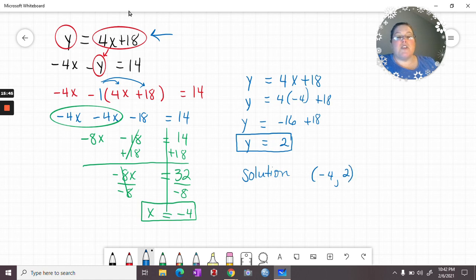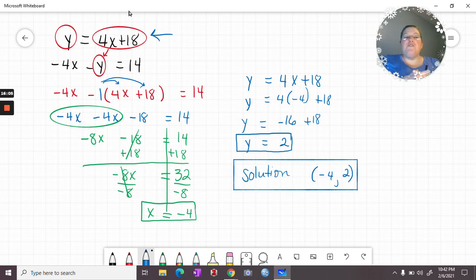And I can double check that down here. Negative 4 times negative 4 is positive 16. Minus 2, 16 minus 2 does equal 14, so that does work. That is our solution.